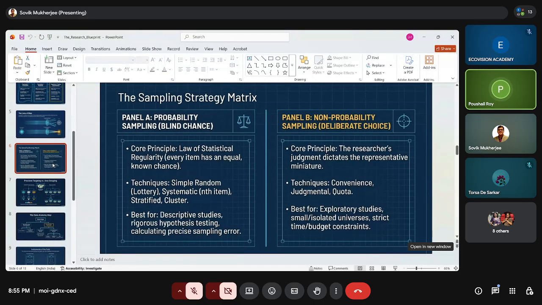Sir, can you repeat the question? Yes, what is non-probabilistic sampling? Non-probabilistic sampling is basically where not every member of the population has a known chance of selection.